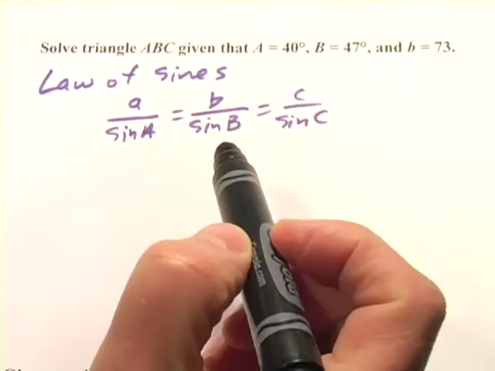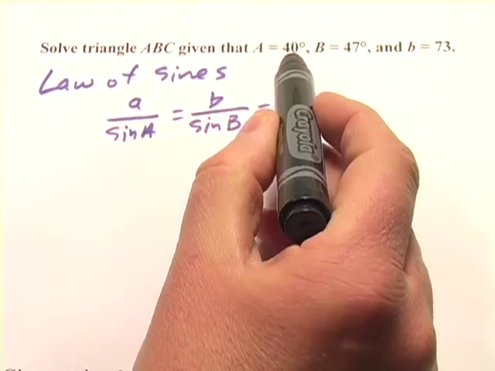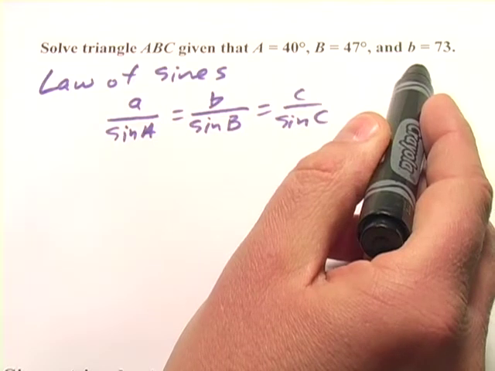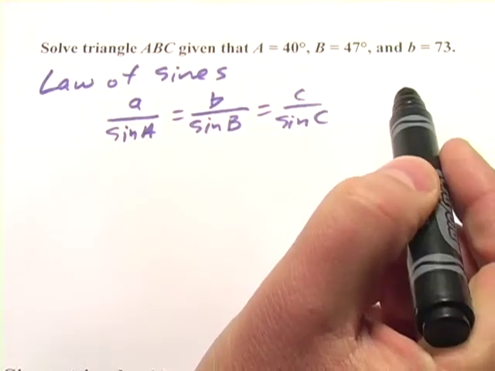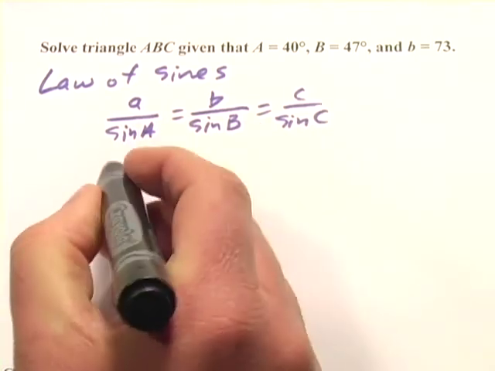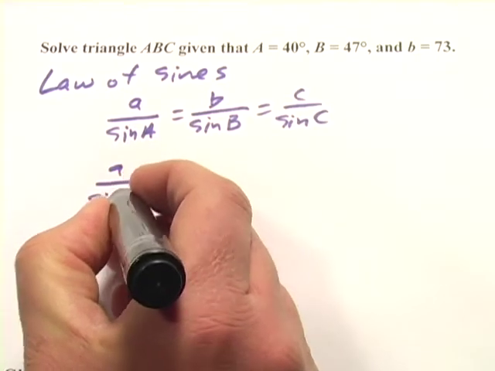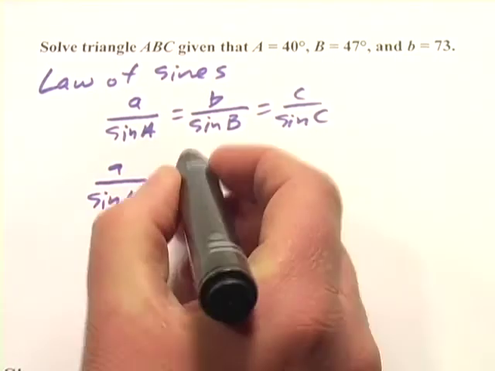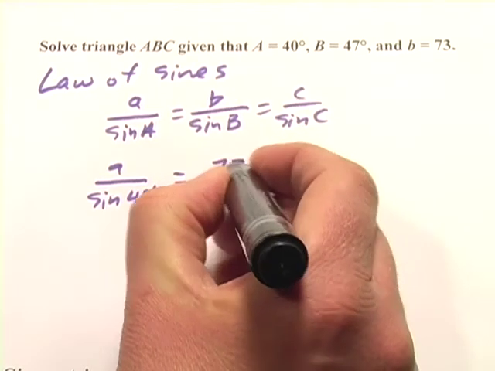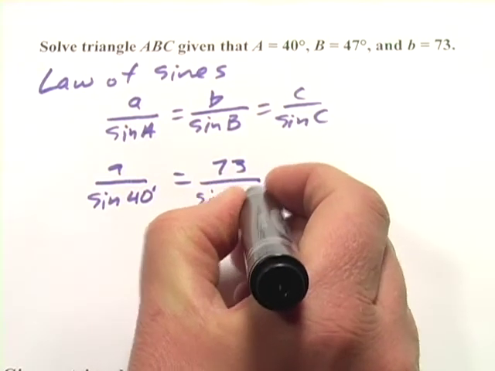And remember, when you solve a triangle, you find all the angles and all the sides. And we have angle A equals 40 degrees, angle B equals 47 degrees, and side B is 73. So we can start filling some things in here. First of all, we don't know side A, but we've got the angle A, so we can put the sine of 40 degrees here. And we do know side B, that's 73, and we do know angle B, so we've got sine of 47 degrees here.